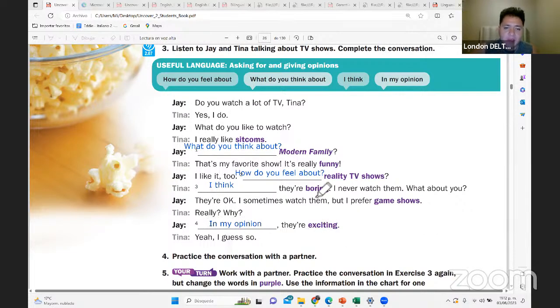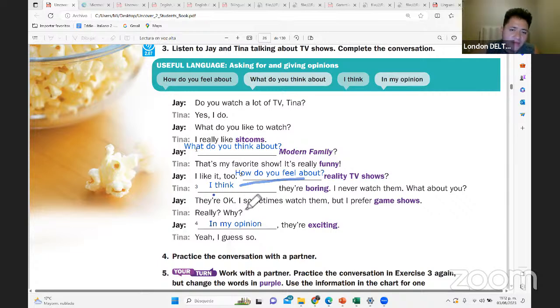And you can say, what do you think about? ¿Qué quiere decir esta pregunta? ¿Qué opinas de? How do you feel about? Similar, right? Es lo mismo, como ¿qué opinas de?